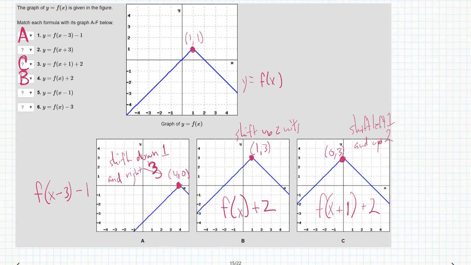The main thing here, we had a vertex, so that was nice, and it's no vertical stretch or compression. And you can check that just by the rate at which it's decreasing or increasing. Okay? Alright.